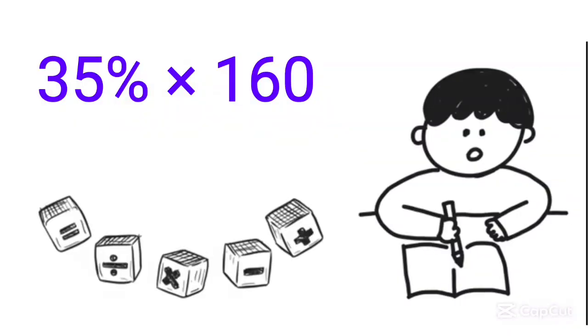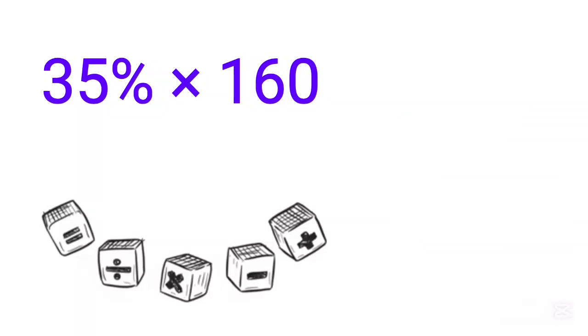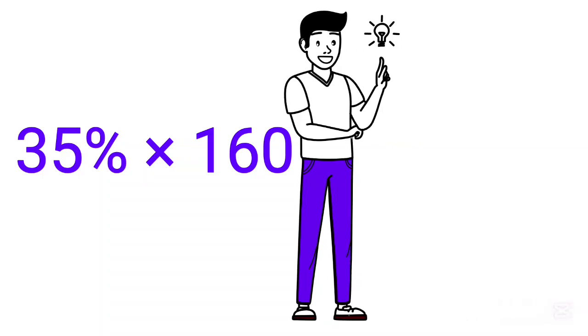Before we start this video, you have 5 seconds. What is 35% of 160? The answer is 56. If that took you longer than 5 seconds, don't worry, that's exactly why you're here.